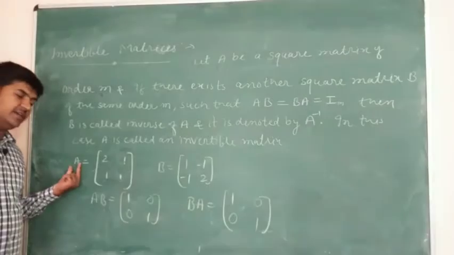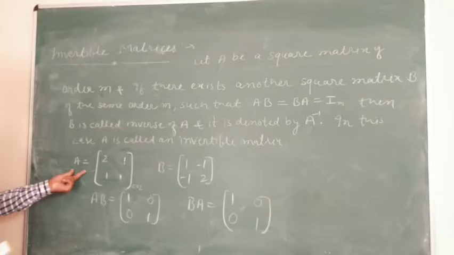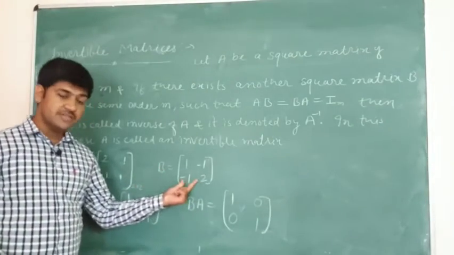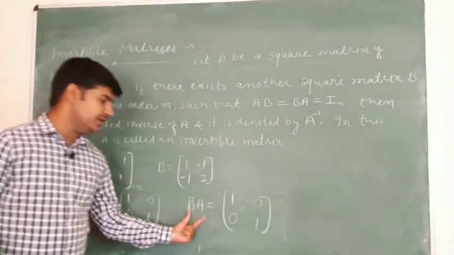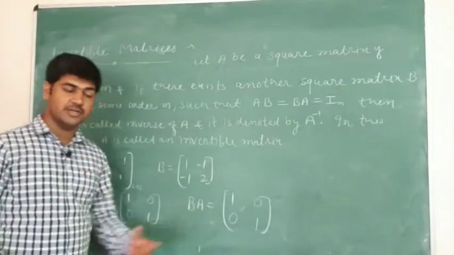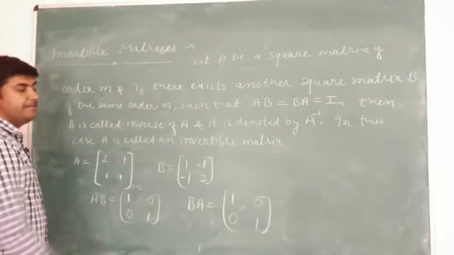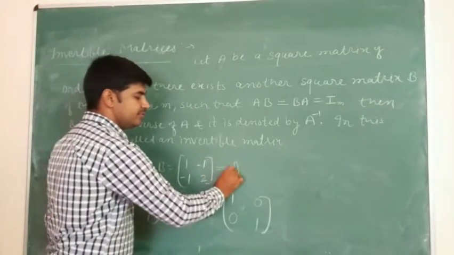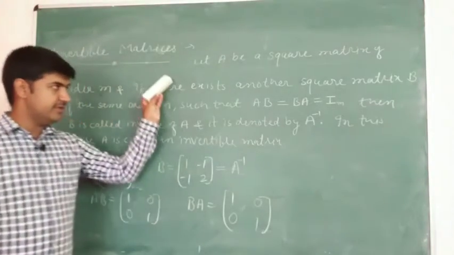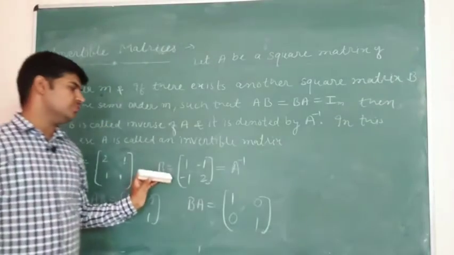For a square matrix A of order 2, for this particular square matrix, there exists another square matrix of the same order such that AB is equal to BA is equal to identity matrix. For both AB and BA is equal to identity matrix. Therefore, this B is called inverse of A, and it is denoted by A inverse. What is the inverse of this A? This is inverse of A. So I have defined the inverse of a square matrix, an invertible matrix, and I have taken an example also for this one.